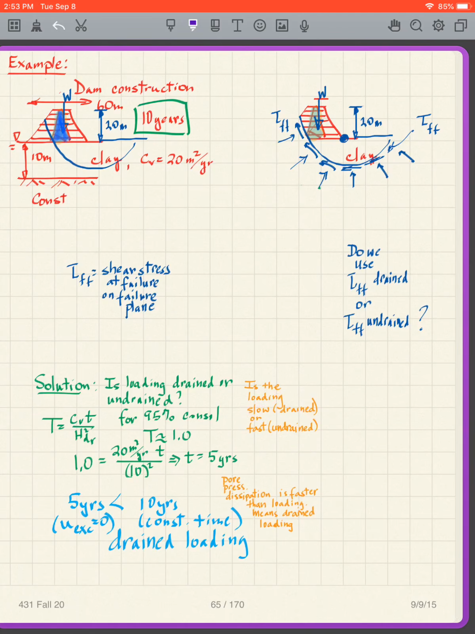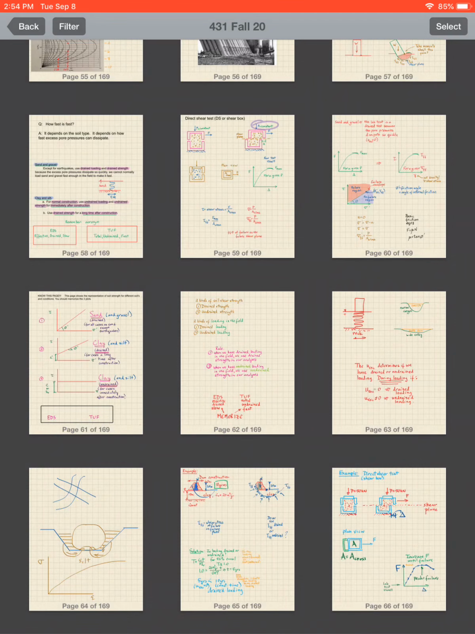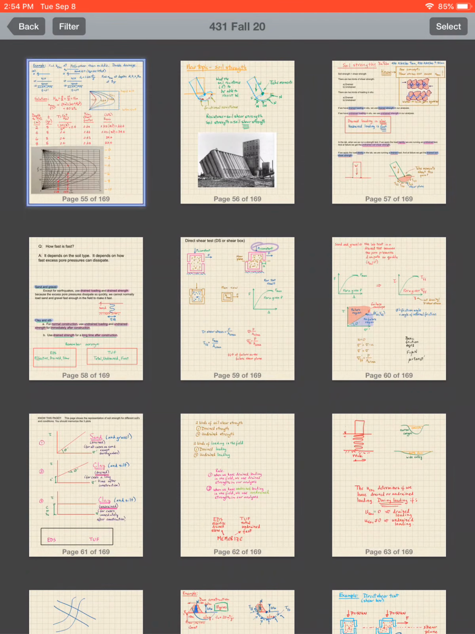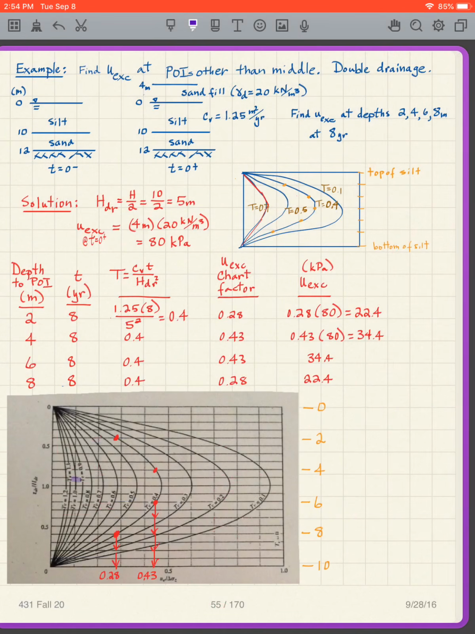So what we need to do is figure out how fast these excess pore pressures in this dam are going to dissipate. Well, we can go back to our T equal to C sub V t over H DR squared. If you look at our chart, for 95% consolidation, we get approximately T, capital T, equal to 1. It's approximate, but if you look closely here, we have T equals 1. If I get T equals 1, I'm way down there. This is just a rule of thumb in a way: I say all the pore pressures are pretty much dissipated, and that's at a capital T of about 1.